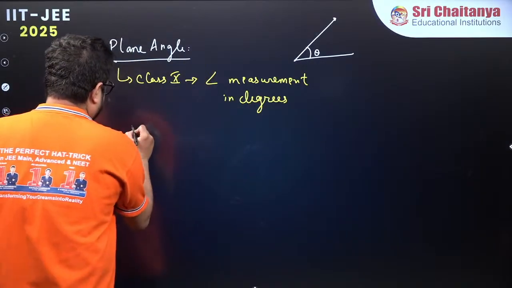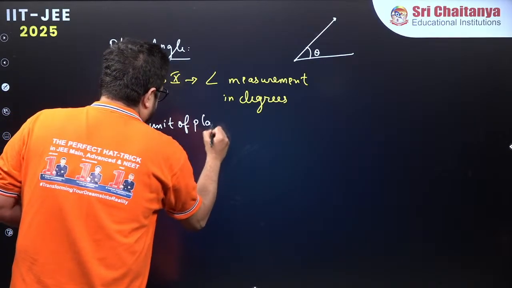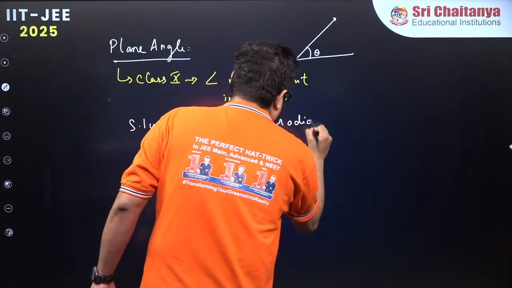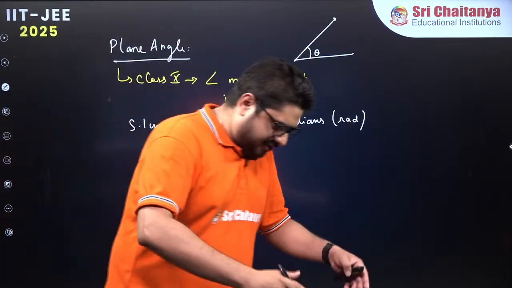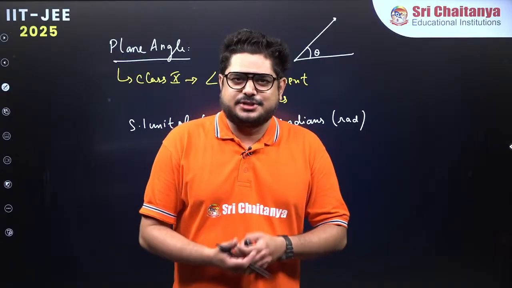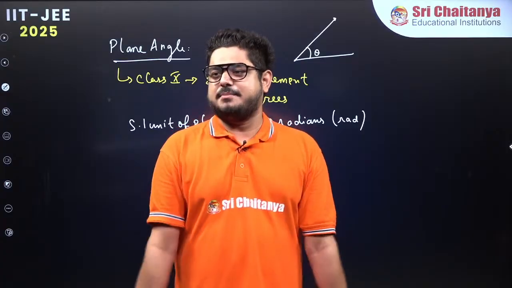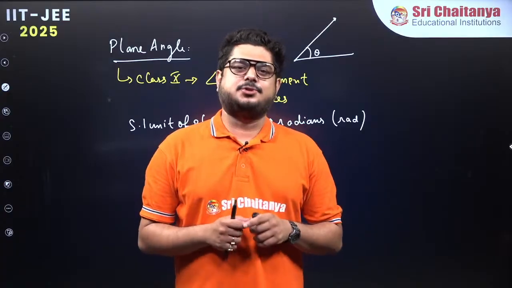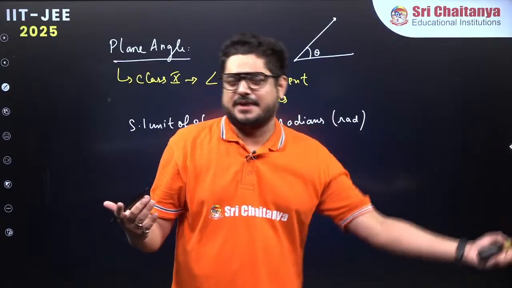Now the SI unit of plane angle is going to be radians, denoted by the symbol rad. From now onwards, for your JEE Main and Advanced curriculum, the answers are going to be measured in rads or radians. You will still use degrees, don't worry about it, but there has to be a method to convert degrees into radians and vice versa.